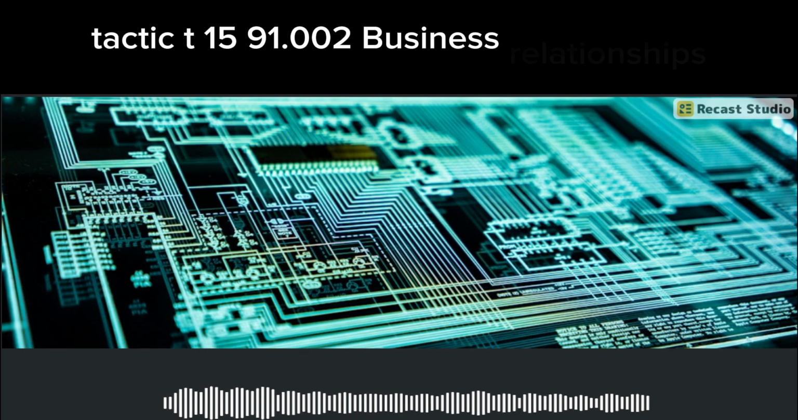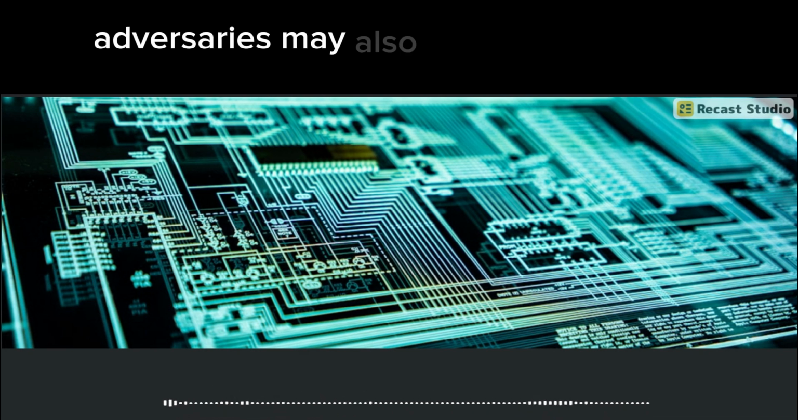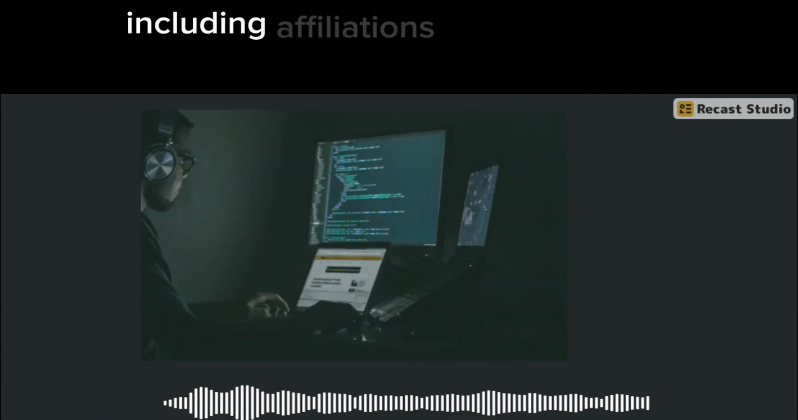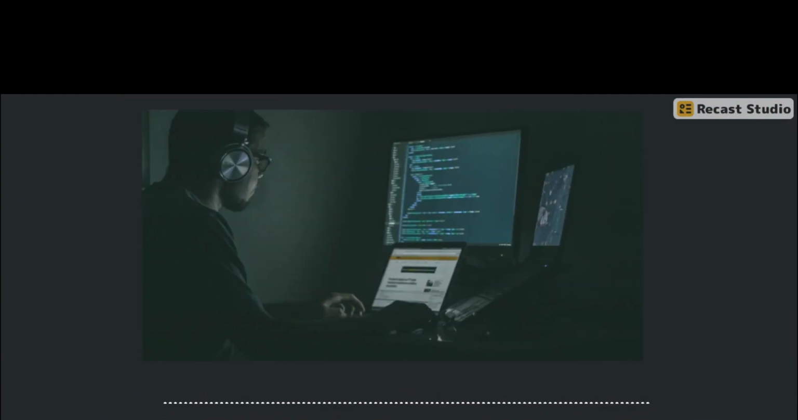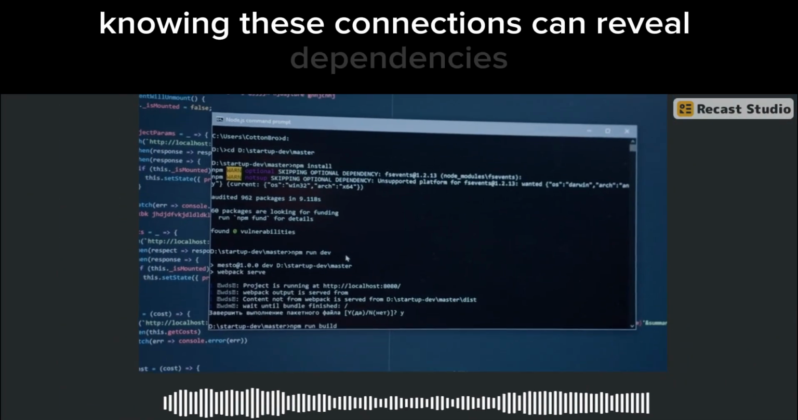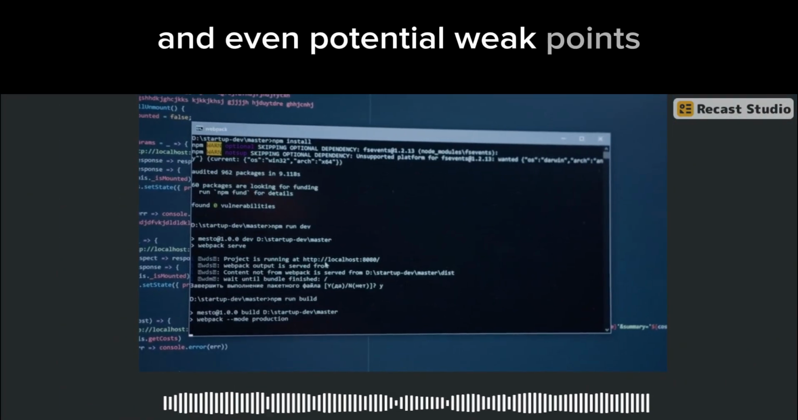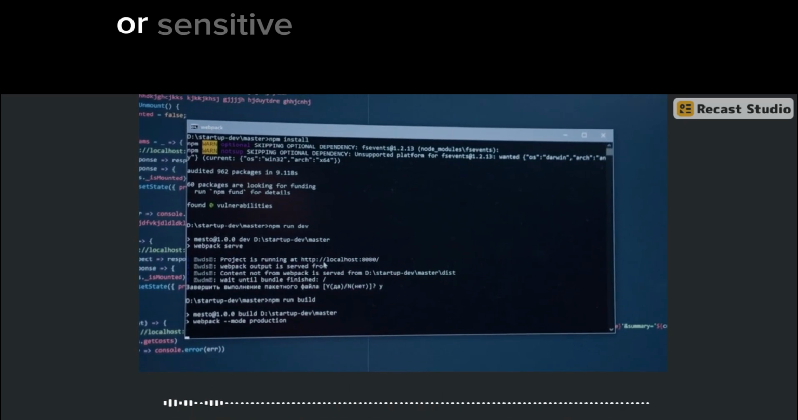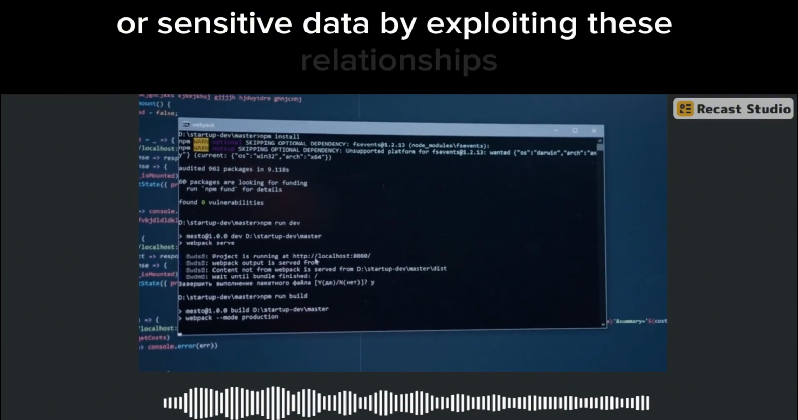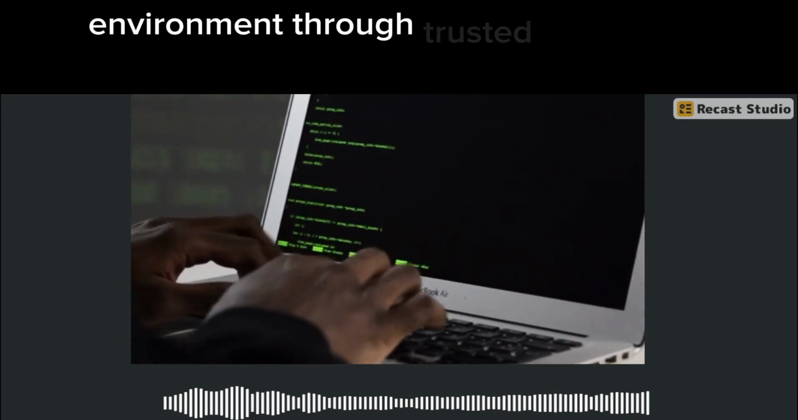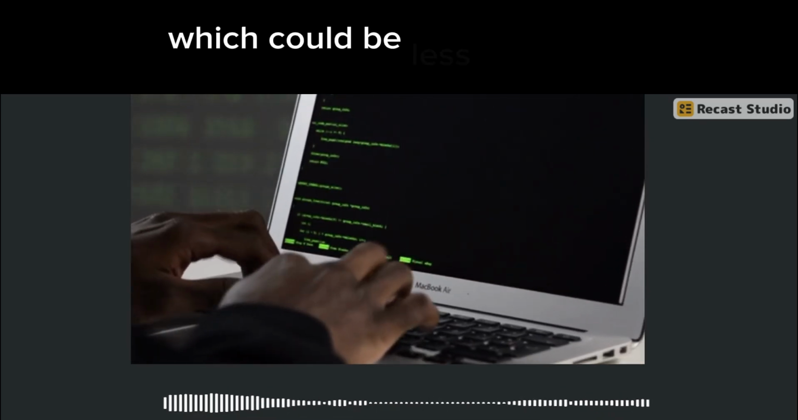T1591.002. Business relationships. Adversaries may also target information about the organization's business relationships, including affiliations with managed service providers, contractors, suppliers, or other third parties with network access. Knowing these connections can reveal dependencies and even potential weak points, as third-party organizations often have access to internal networks or sensitive data. By exploiting these relationships, adversaries may find alternate routes into the target's environment through trusted third-party systems, which could be less protected.